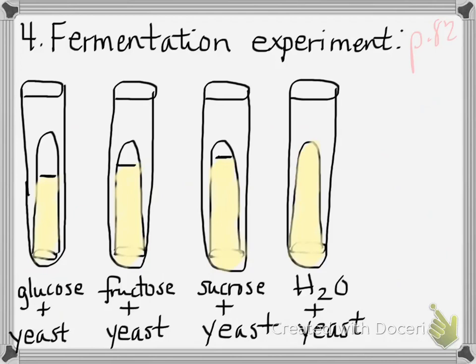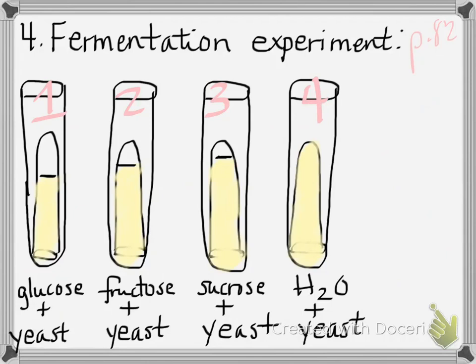So I drew this up here. I have the test tube number 1. Just check your notes here on page 82. Was supposed to be glucose and yeast. Test tube 2 was fructose and yeast. Test tube 3 was sucrose and yeast. Test tube 4 should have been distilled water and yeast. Is that what you have in your notes?